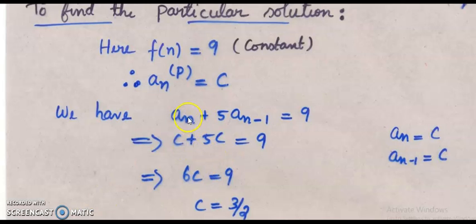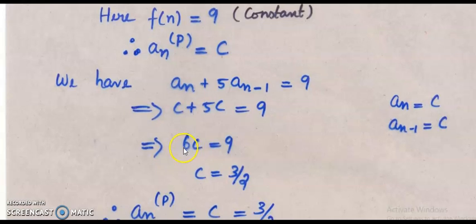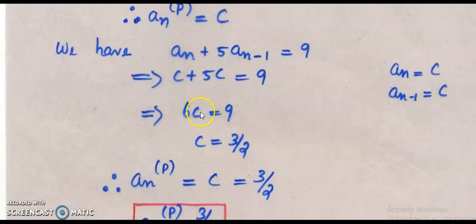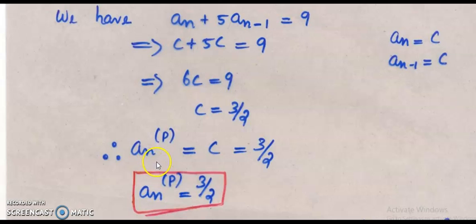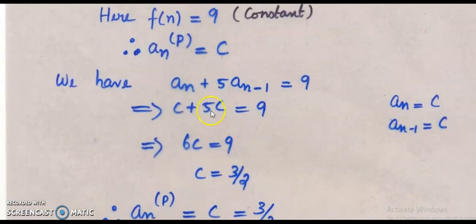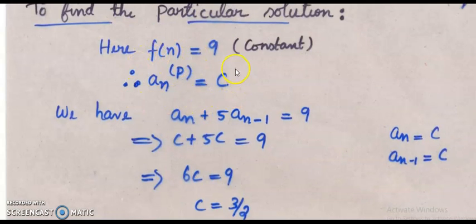Now substitute it. a_n is c, 5 a_(n-1) is also c, so 5c is equal to 9. Adding these two terms, we get 6c is 9, c is 9 by 6, which is 3 by 2. So we have to find c and substitute it in the particular solution. What is the particular solution?